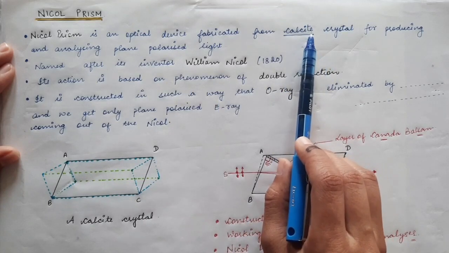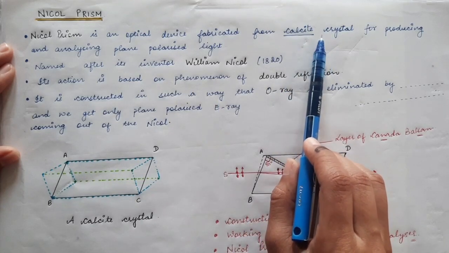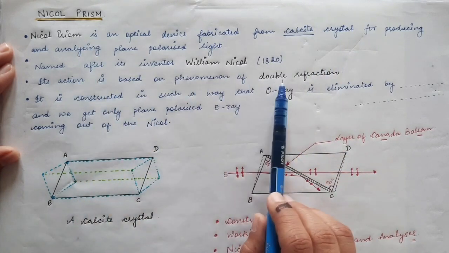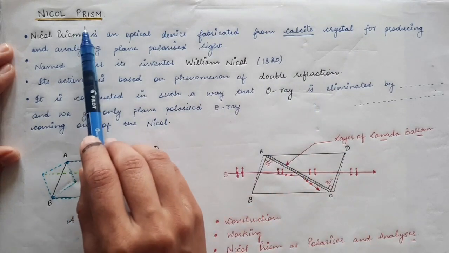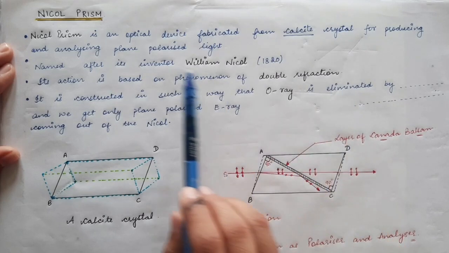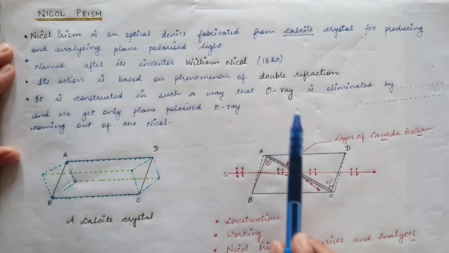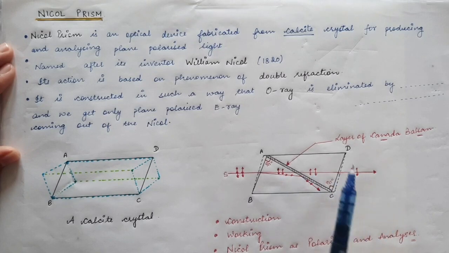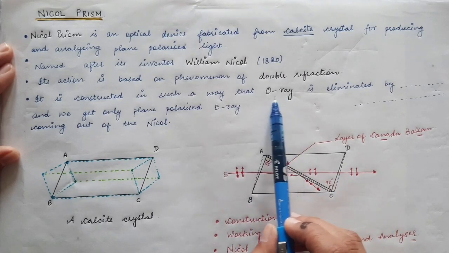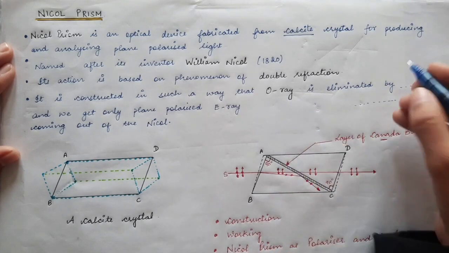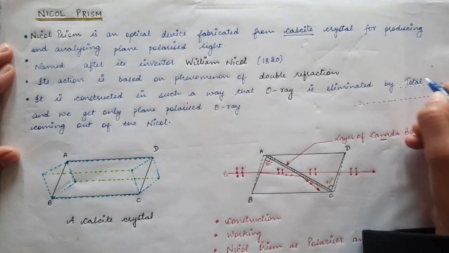Now, calcite crystal is a birefringent material. Therefore, the incident light will split into two refracted rays. So in the case of the Nicol prism also, we will have double refraction. The Nicol prism is constructed in such a way that the O ray is eliminated. In the case of the Nicol prism, we eliminate the ordinary ray. As I said, one of the two refracted rays is absorbed and only one ray is made to pass through the crystal. So the O ray, the ordinary ray, is eliminated. And how is it eliminated? It is eliminated by total internal reflection.